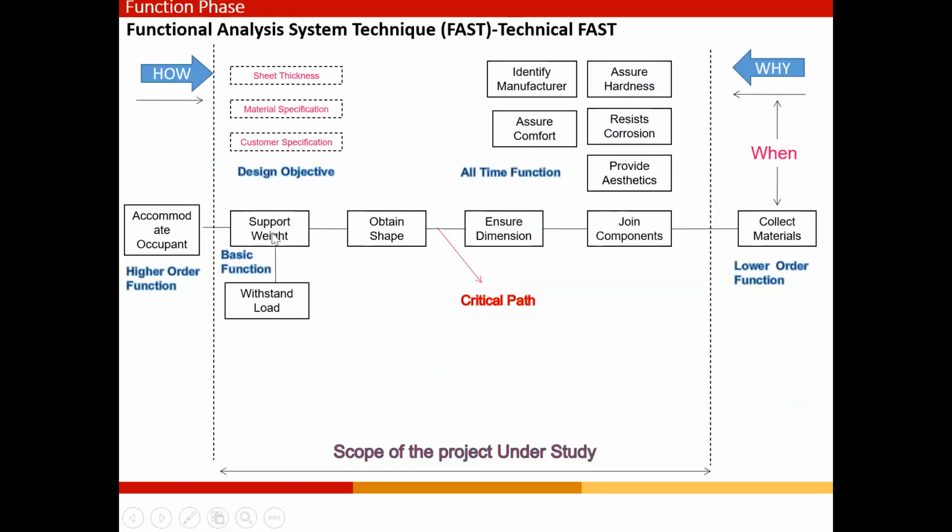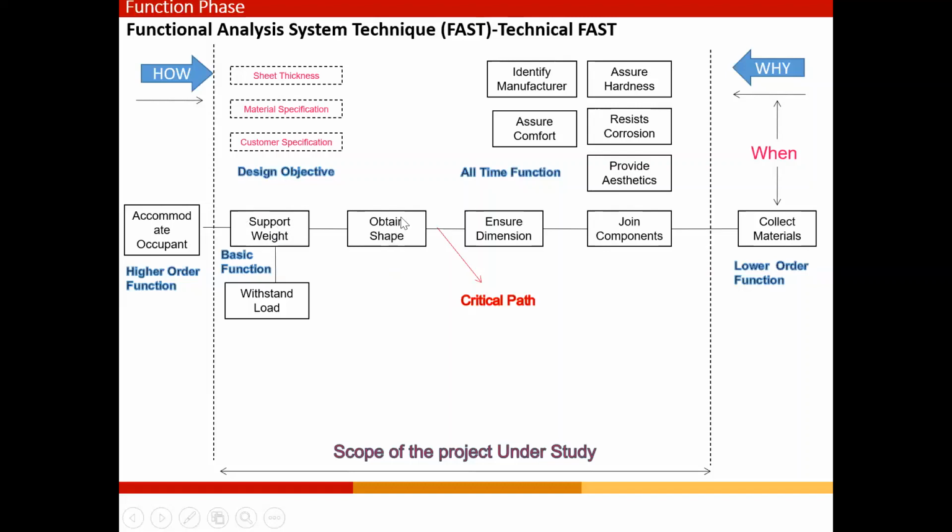So here, as I said, the basic function of a seat is to support weight. Now I'm going for a higher order function. I ask the question: why do I need to support weight? To accommodate the occupant. So the higher order function is to accommodate occupant. I'm not going to spend any money for this, but I'm going to spend money for the basic function, or the customer is going to pay money only for the basic function.